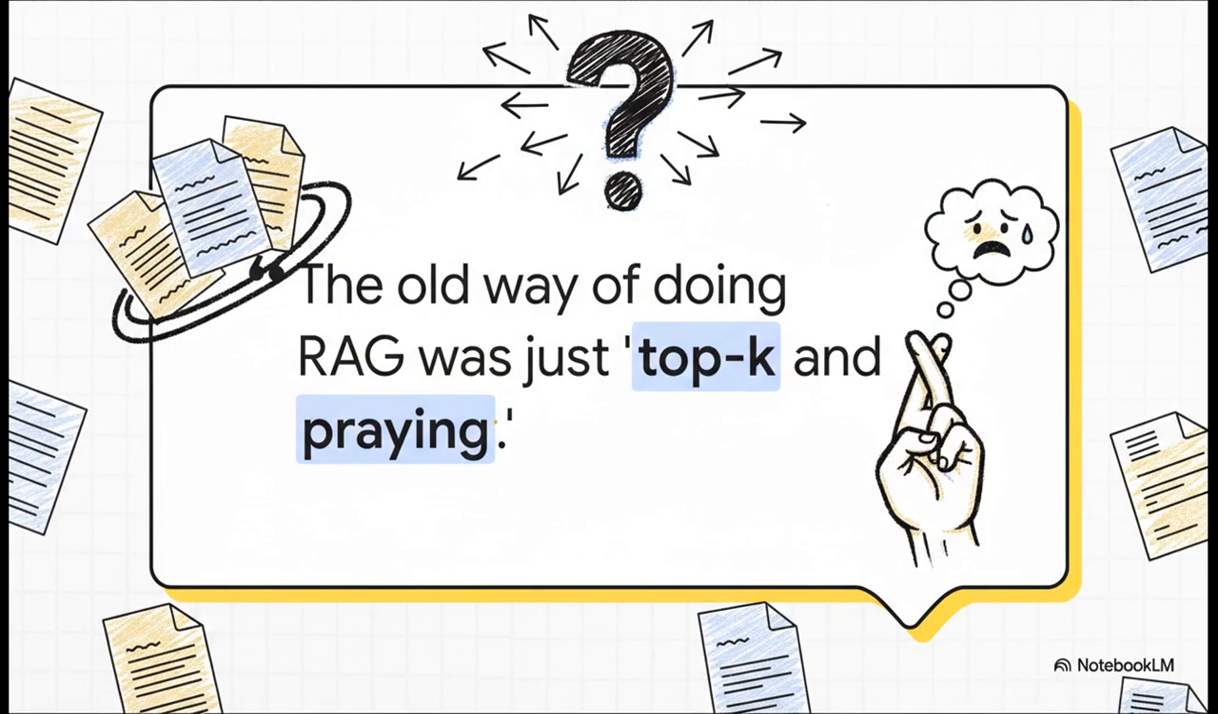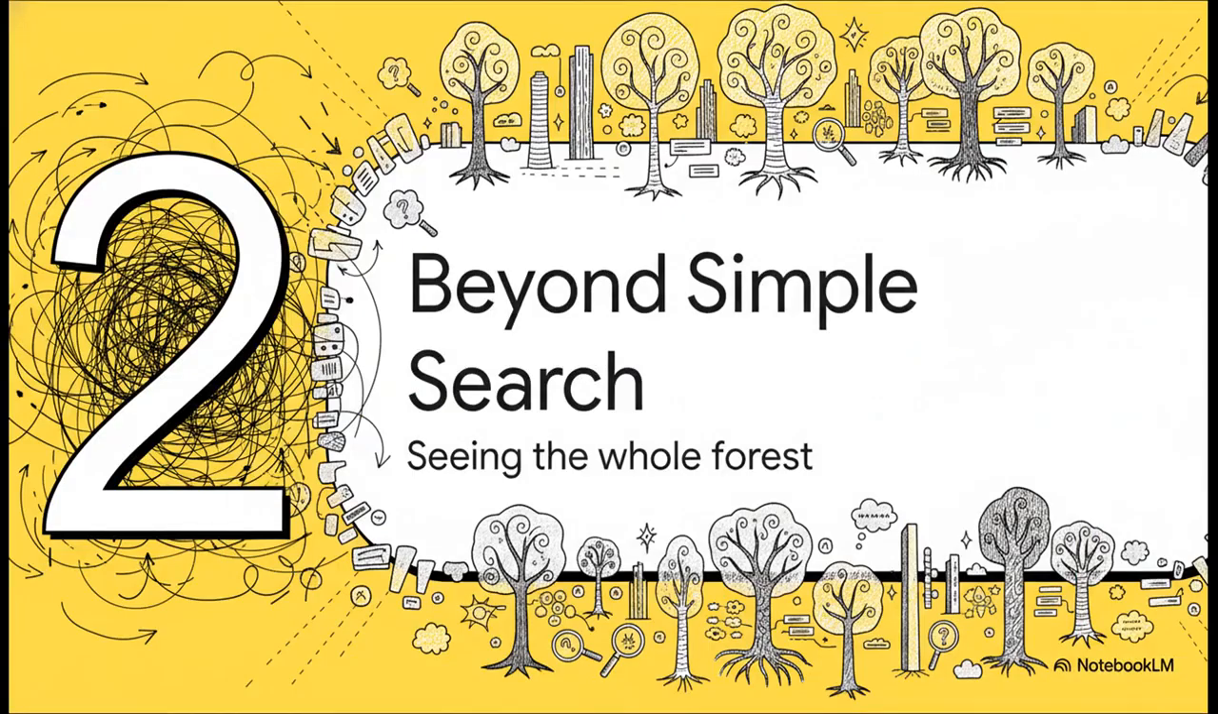But the first version of RAG had this massive problem. See, it would just do a quick search, grab a handful of documents it thought were relevant, that's the top K part, and basically just cross its fingers and hope the answer was in there. This whole top K and praying thing just wasn't reliable for any question that was even a little bit complicated. So that whole hope for the best strategy wasn't going to cut it.